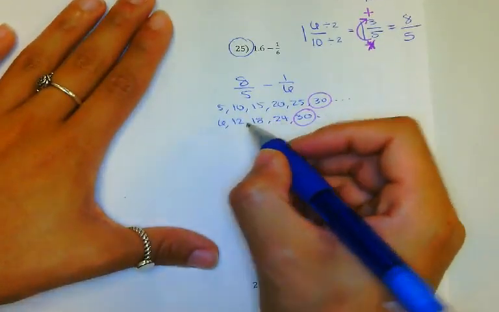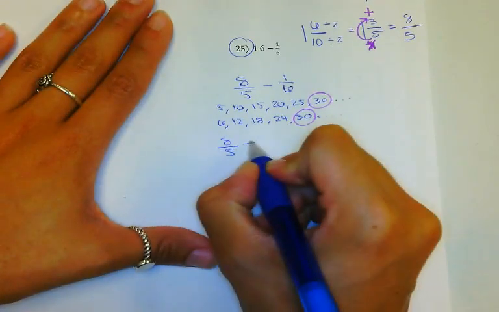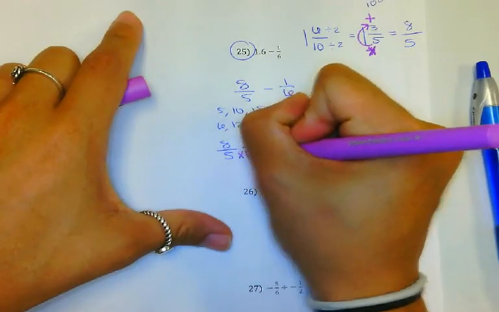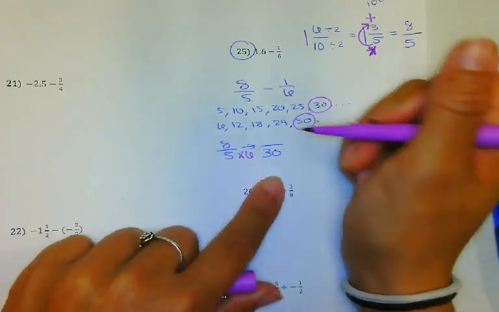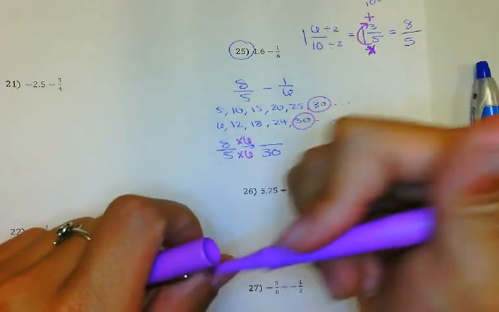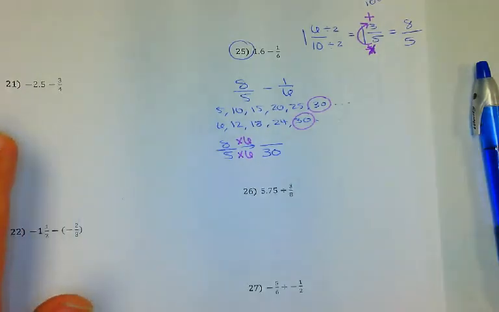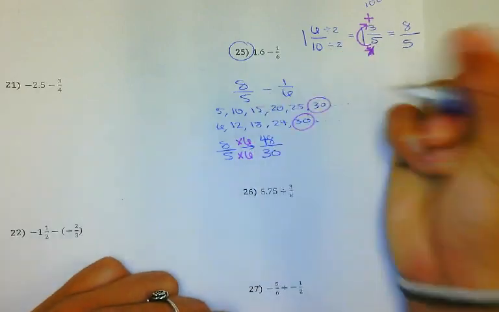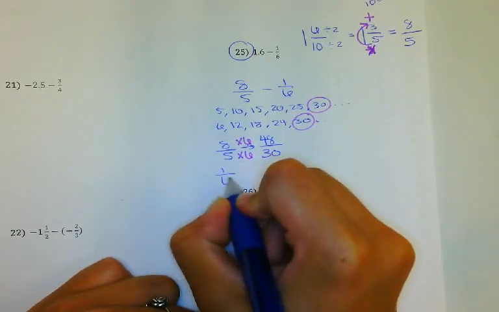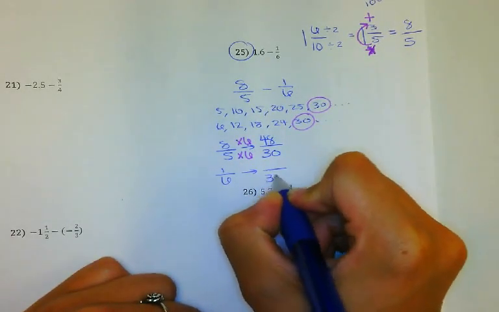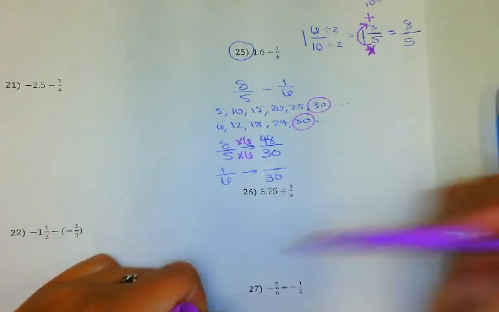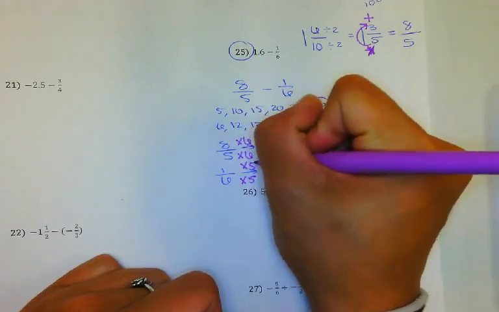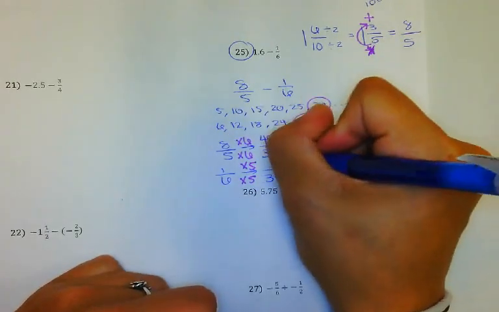So, we have 8 over 5. I need 30 as my denominator. To go from 5 to 30, I'm going to multiply by 6. Remember, what you do on the bottom, you have to do on the top. So 8 times 6. And then we do 1 over 6. I need 30 at the bottom because that's the number that we're trying to change it to. To go from 6 to 30, I multiply by 5. Whatever you do on the bottom, you got to do on the top. 1 times 5 is 5.